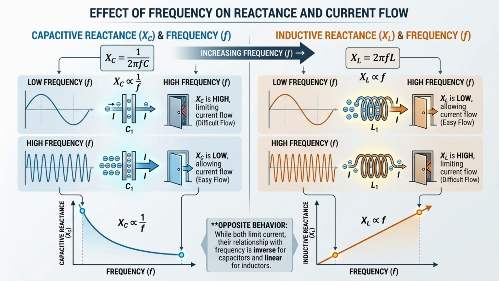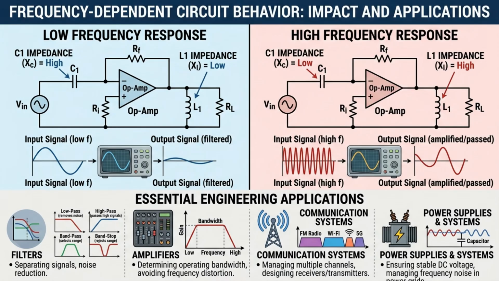As frequency increases, capacitive reactance decreases, allowing current to pass more easily through capacitors. Inductive reactance behaves in the opposite way, increasing with frequency and making it more difficult for current to flow through inductors. Because of these effects, the same circuit can behave completely differently at different frequencies. Understanding this frequency dependence is essential for analyzing filters, amplifiers, communication systems, and many other practical engineering applications.